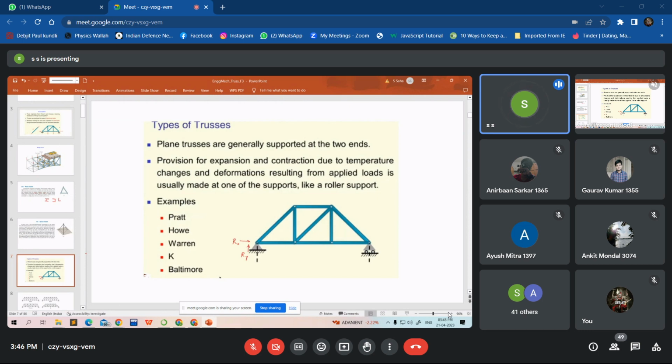And here it is a roller, as we discussed last time. It can only apply a normal force like this, because the roller can move.